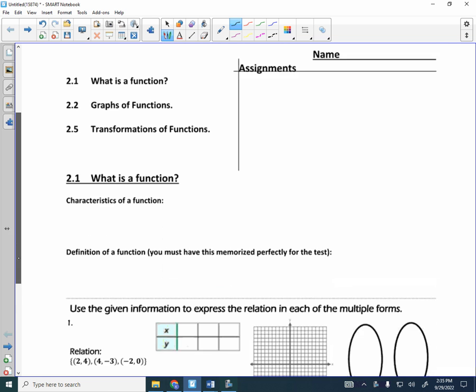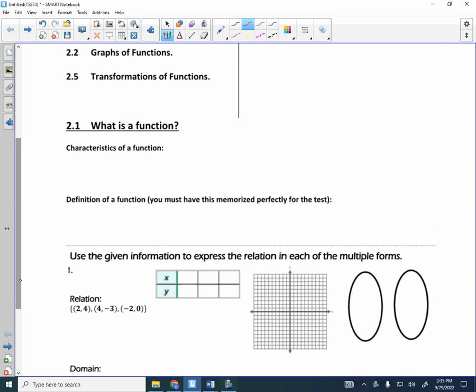Good. So I like what I'm hearing so far. I hear f of x. I hear plug in. Anything else? A table. Okay. So yeah, you get a graph.